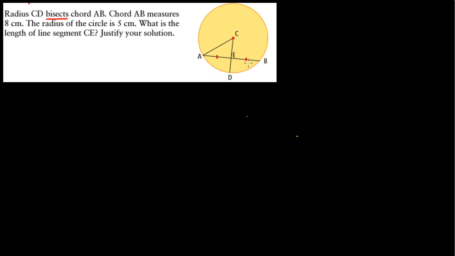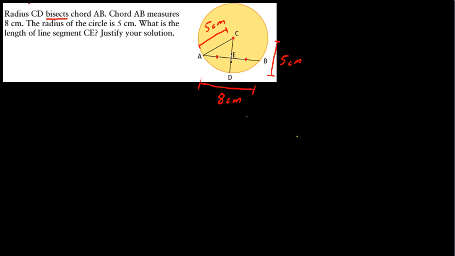Chord AB measures 8 centimeters. So that's going to be across, from over here to over there, that's all 8 centimeters. And the radius is 5 centimeters. So the radius that we have here, C to D, is going to be 5 centimeters. But we also have another radius, A to C, is also going to be 5 centimeters. What is the length of line segment CE? Justify your solution.